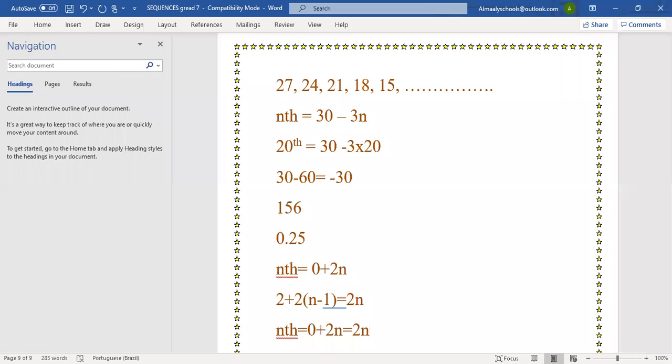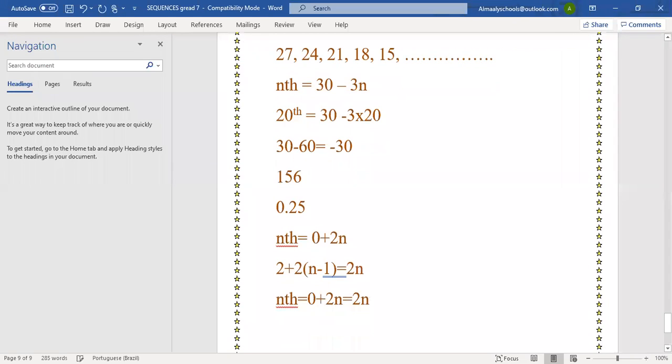Number 2: 5, 10, 15, 20. The nth term equals 0 plus 5n, because the zero term is 0. So it will be only 5n, that's enough. We don't need the 0. So it will be 5n.